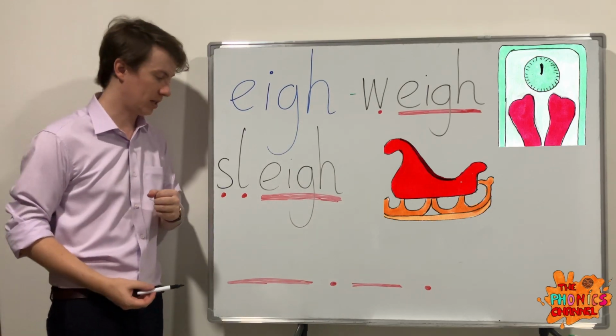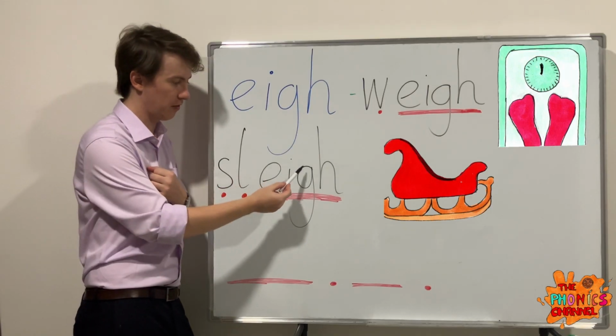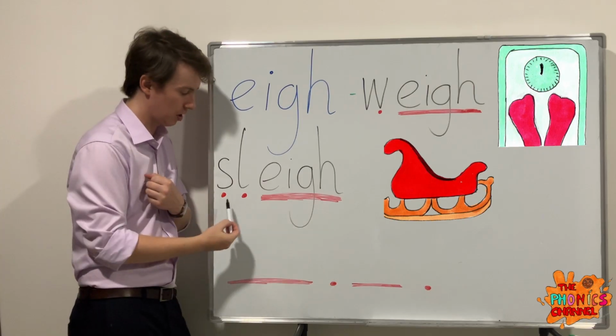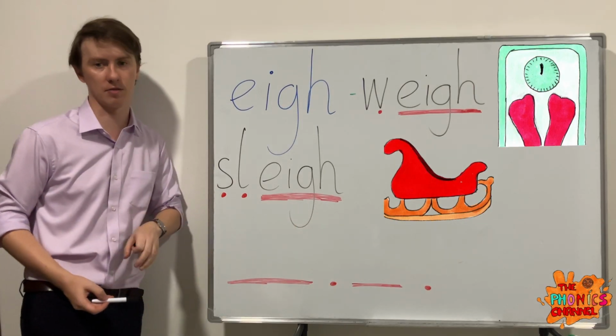Okay, so here we have how many letters? 1, 2, 3, 4, 5, 6. 6 letters. How many sounds? A, 1, 2, 3. 3 sounds there.